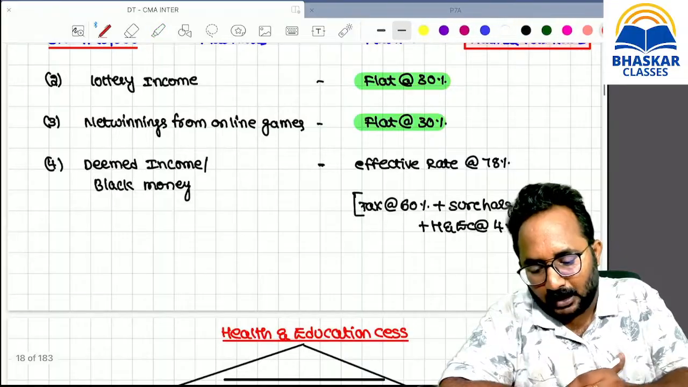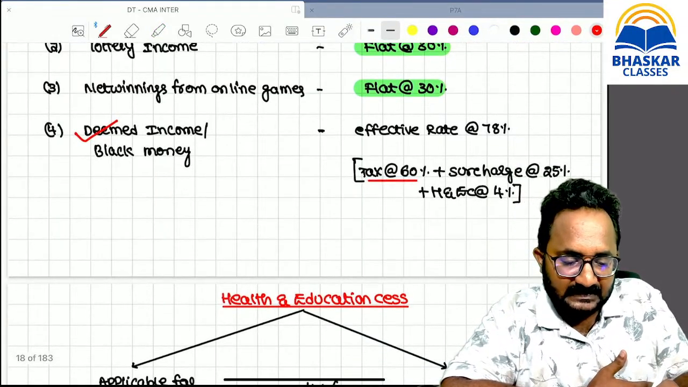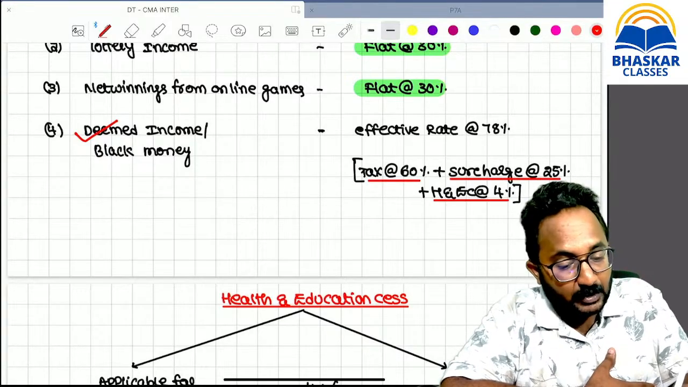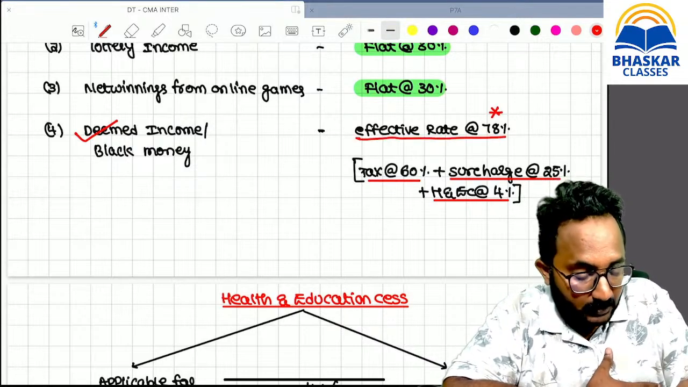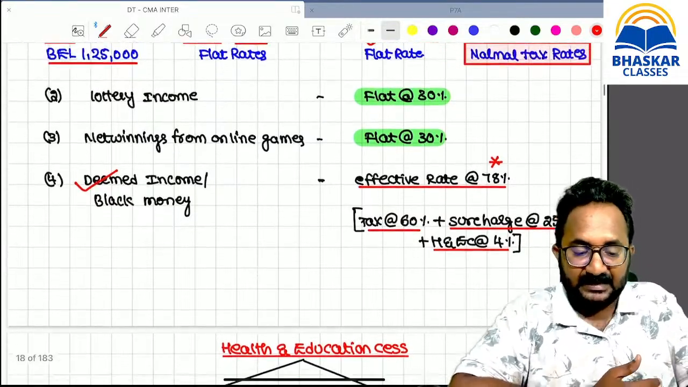So for deemed income or undisclosed income or any black money, tax is at the rate of 60%, surcharge at the rate of 25%, and health and education cess at the rate of 4%. Effectively, if you calculate that, you will get 78%. This is important for an MCQ: tax on undisclosed income, what is the rate? 78%.